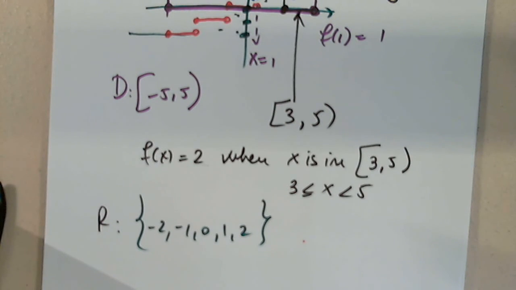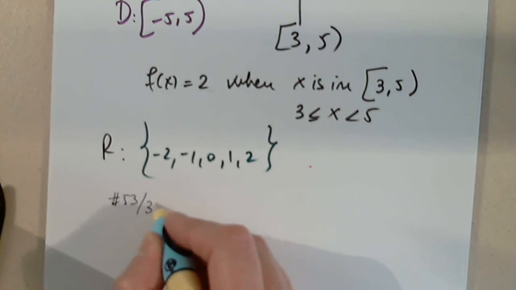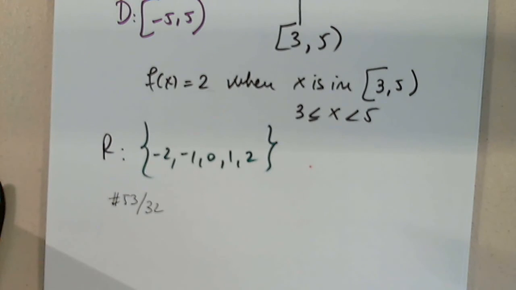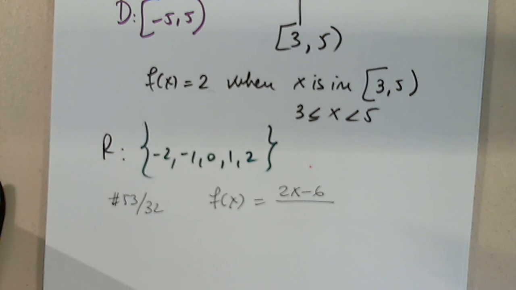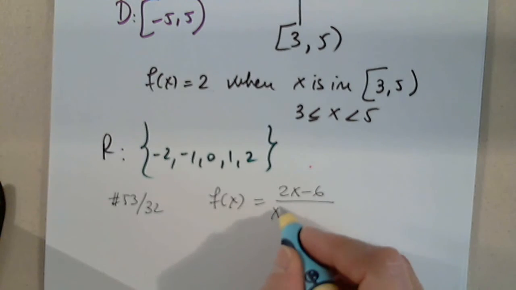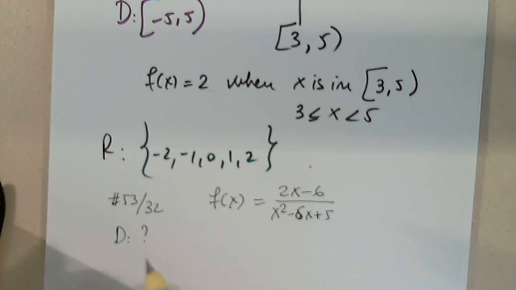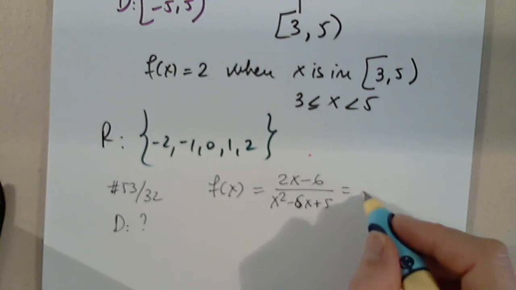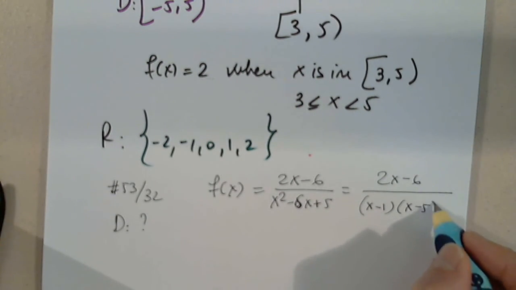I would like to look at problem 53, where we're asked to find the domain. 53 on page 32. And the function we're given is f of x equals 2x minus 6 divided by x squared minus 6x plus 5. We're asked to find the domain. Before we find the domain, we have to completely factor the denominator. And I can factor it into x minus 1 and x minus 5.